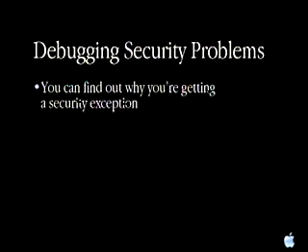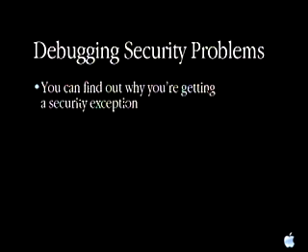Let's talk a little bit about how you go about debugging problems with security on OS X. You can find out why you're getting security exceptions. I still run into this all the time. When I was doing all my demos for this talk, I would get things like, oh, you don't have this property permission. And it's like, well, what do you mean? I just put it in the policy file. What do you mean I don't have permission?